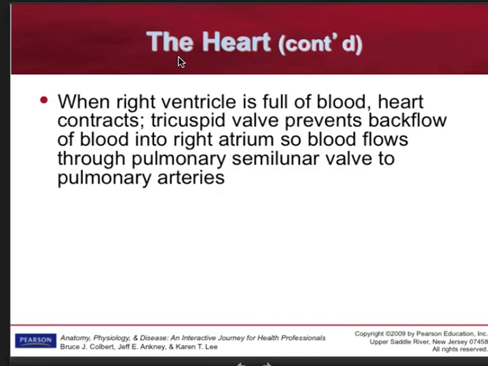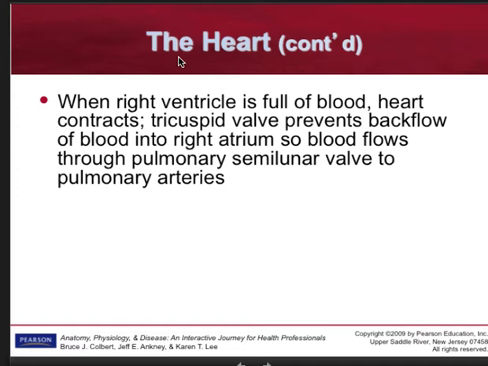So when the right ventricle is full of blood, the heart will contract. The tricuspid valve prevents backflow of the blood into the right atrium, so blood flows through the pulmonary semilunar valve to the pulmonary arteries. This is true for all the blood flow through the heart. It's all one way, and it's all due to the fact that these valves only open in one direction. You cannot open the valve into the previous chamber, the previous open vessel, without a valve defect being the cause.